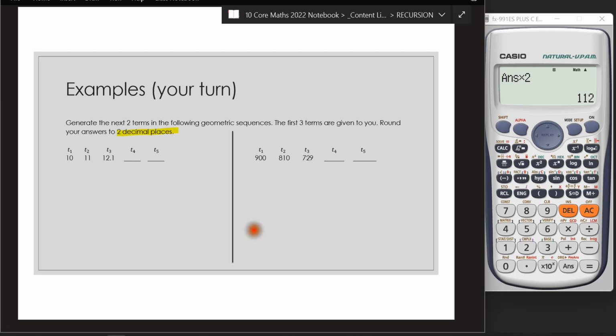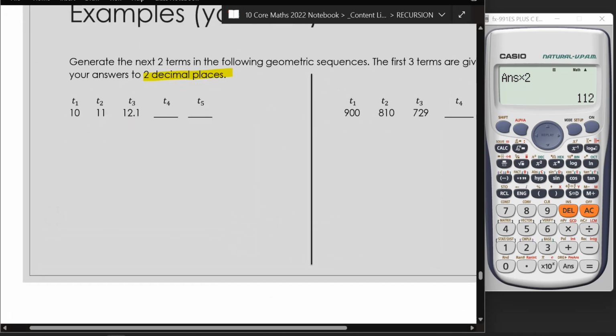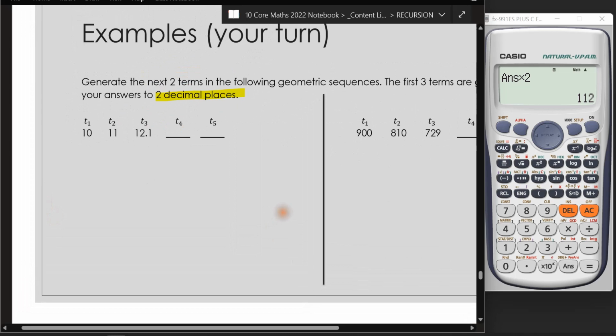Okay, let's do solutions to this. So generate the next 2 terms in the following geometric sequence. So it already tells us that it's geometric, which is multiplying by the same amount. Okay, so there's 2 things that we need to do for these questions. We have to figure out the common ratio, and then from there generate the next terms. Okay, so remember, generate the next term. Sorry. So common ratio, remember, is any term divided by the previous.